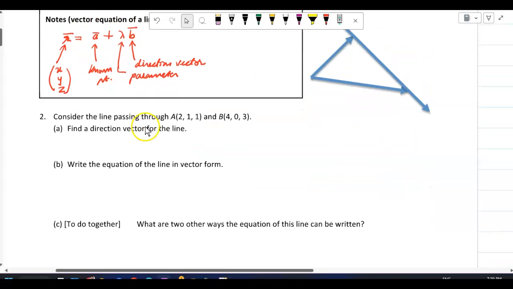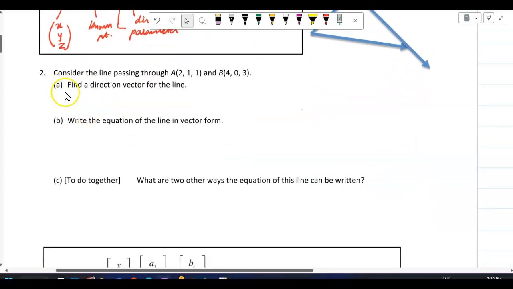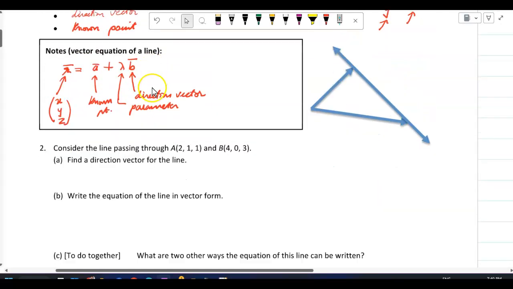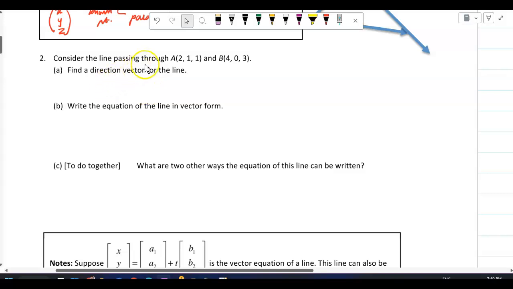Basically this thing you need to remember. You need to get the direction vector and the known point. Consider a line passing through A (2, 1, 1) and B (4, 0, 3). Find a direction vector for the line. So the direction vector would be OB minus OA. Now for a line it doesn't matter. You can also take OA minus OB. It won't matter, but you don't change anything.